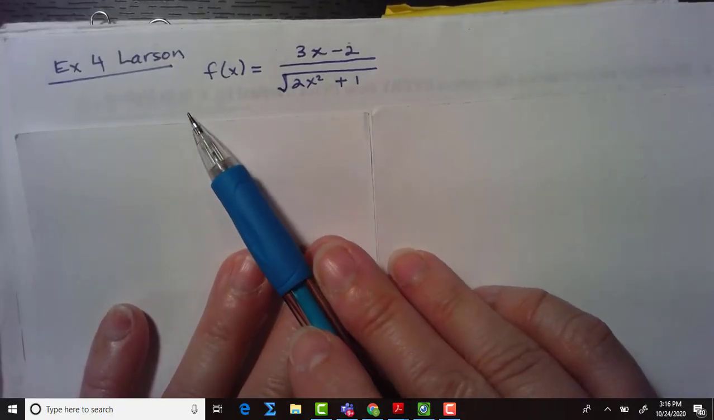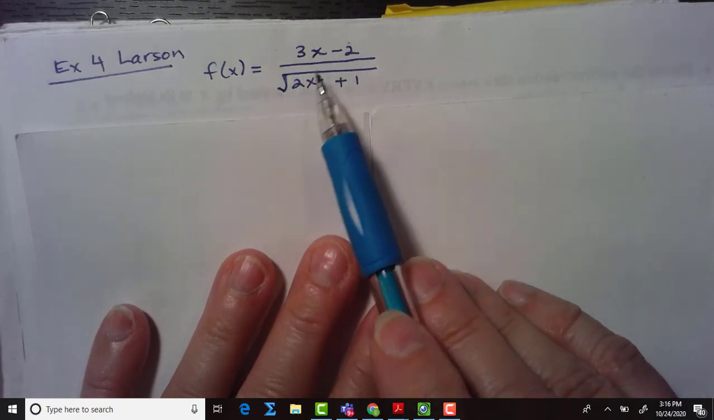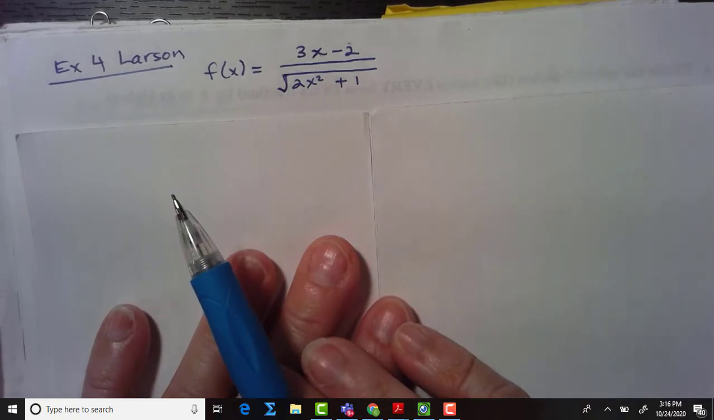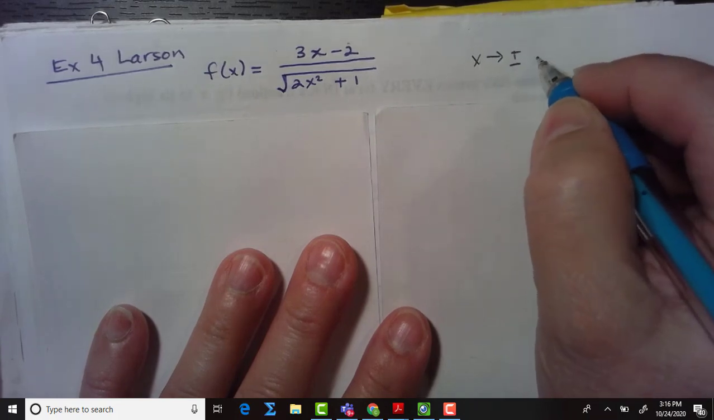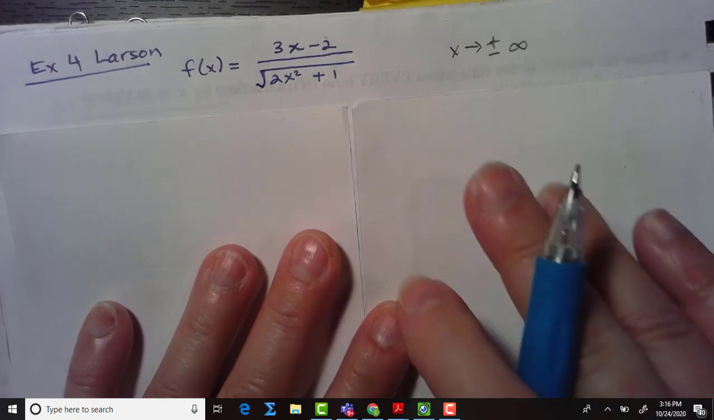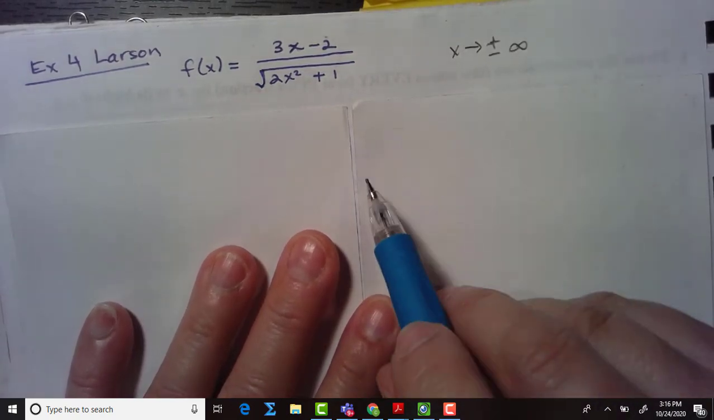Let's look at example number 4 from our textbook. f of x equals 3x minus 2 over the square root of 2x squared plus 1. How do we deal with that? Because I need x to go to both positive and negative infinity. And as we've seen before, they might be very different answers. So let's just go to positive infinity first, and then we'll go to negative.